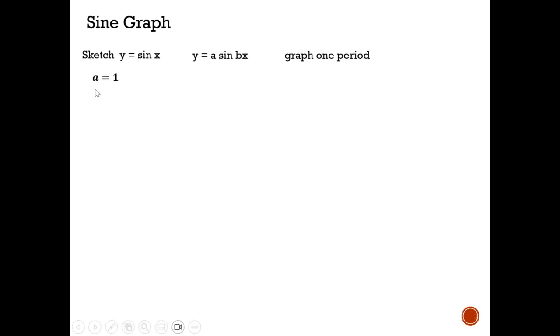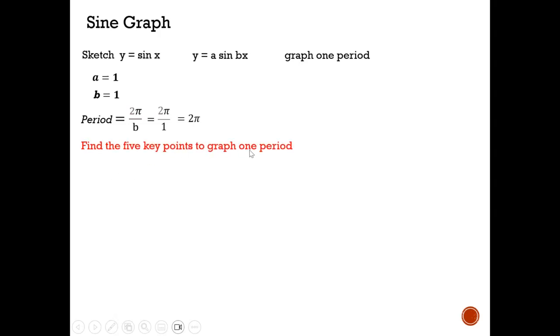Okay, my A is 1 because there's no number there, so there's like a 1 there. So my A is 1, and my B is also 1 because it's like 1x. So we know the amplitude is 1, and the period will be 2 pi over B, which will be 2 pi over 1. So it's 2 pi. Now we need to find the 5 key points to graph one period. To find the 5 key points, we start at 0, but then we divide the period by 4 to get the other 4 points.